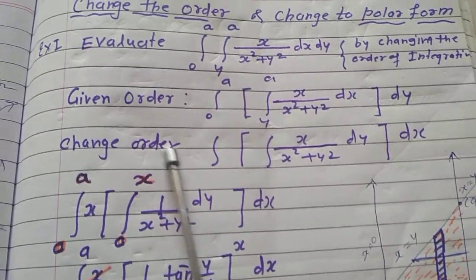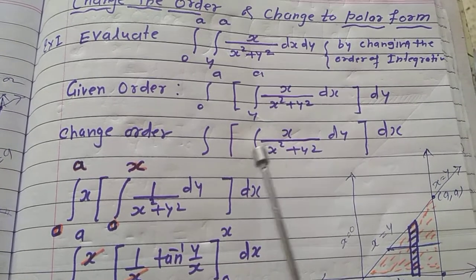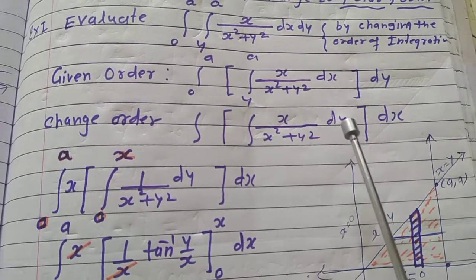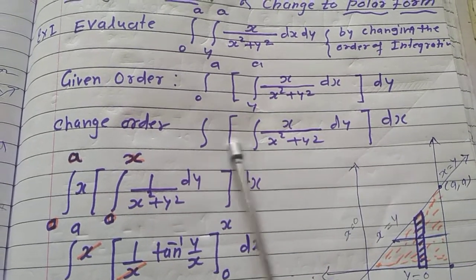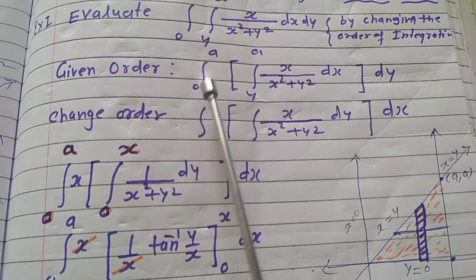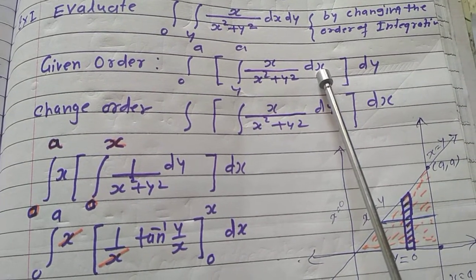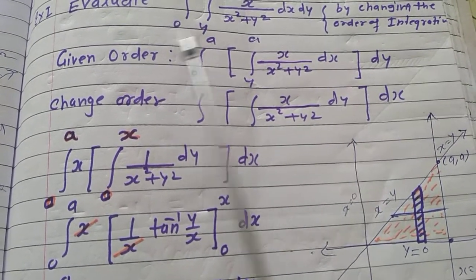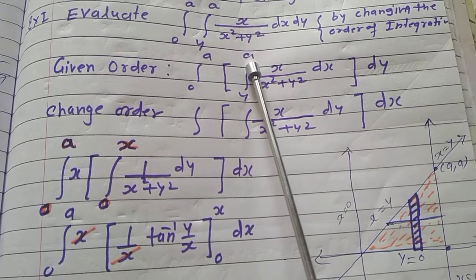Now I want to change the order. So write down the above problem as it is, without limits. Only change: in place of dx write dy, and in place of dy write dx. This is called changing the order. This is the function, so don't put limits. Now by using the given order, this is x is equal to y, and this is x is equal to a.